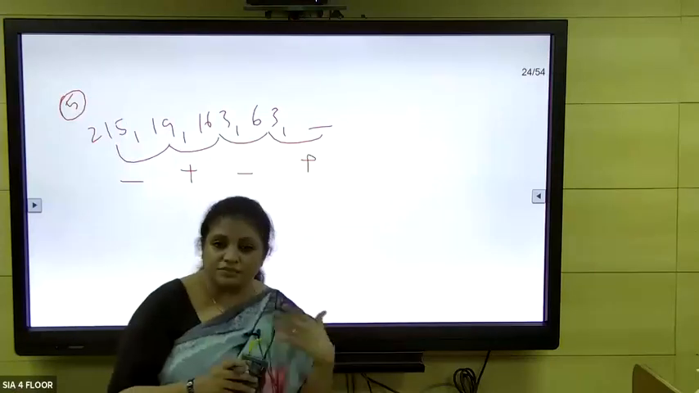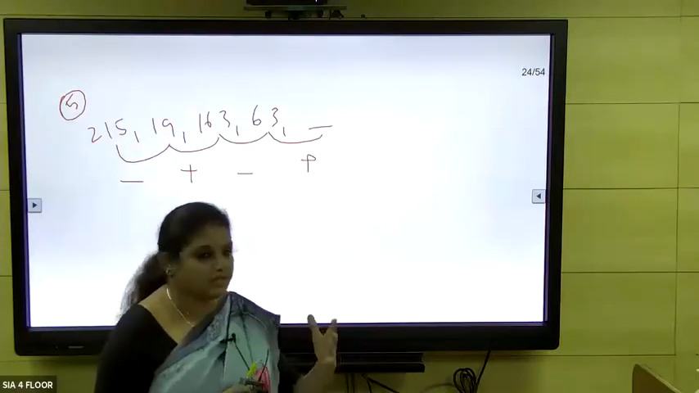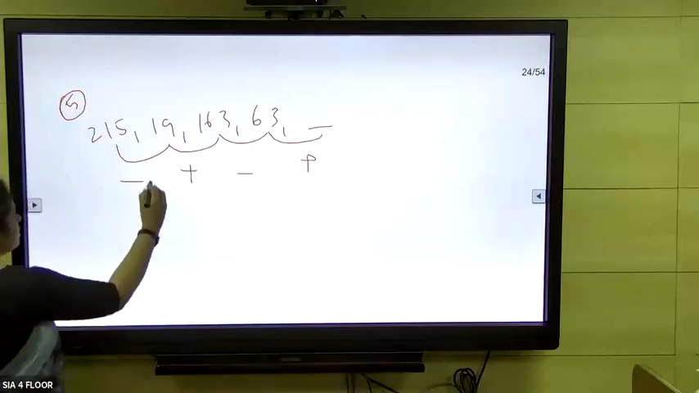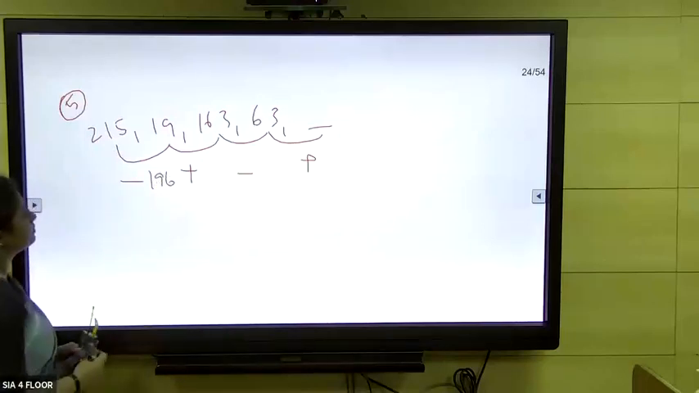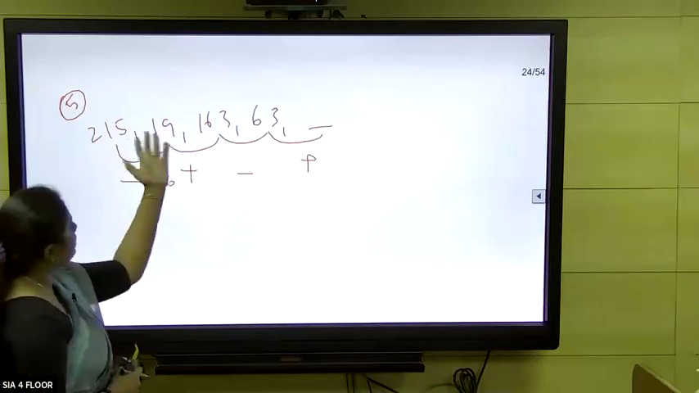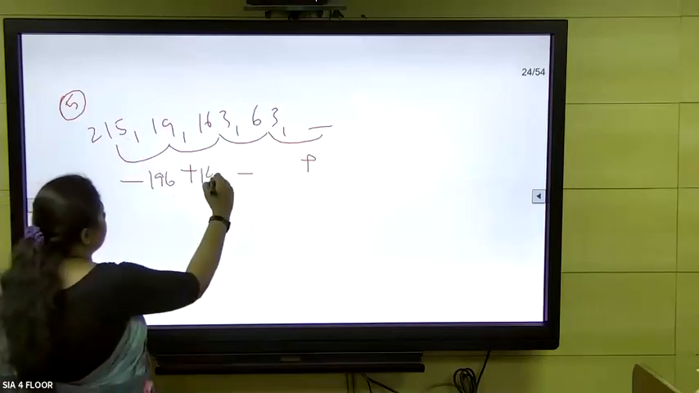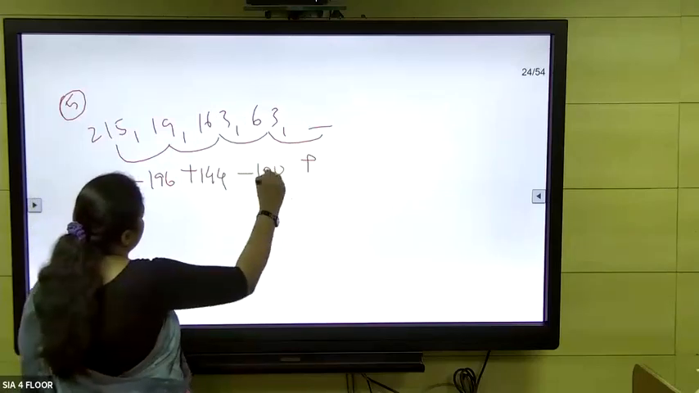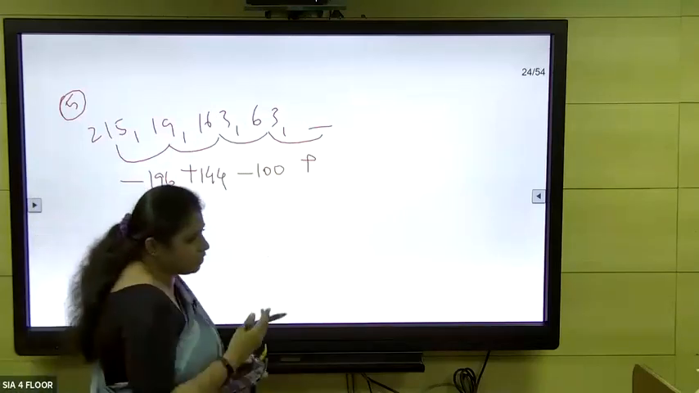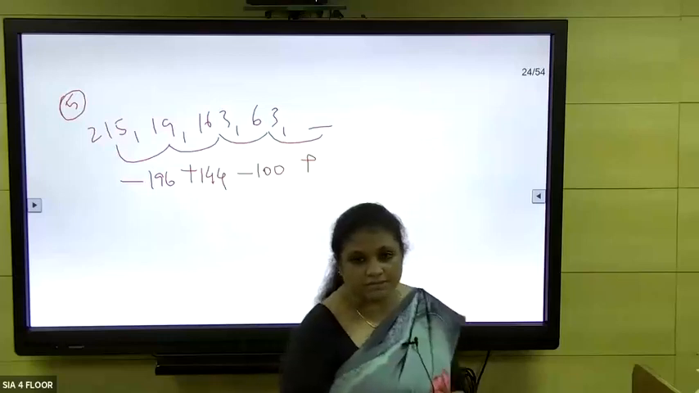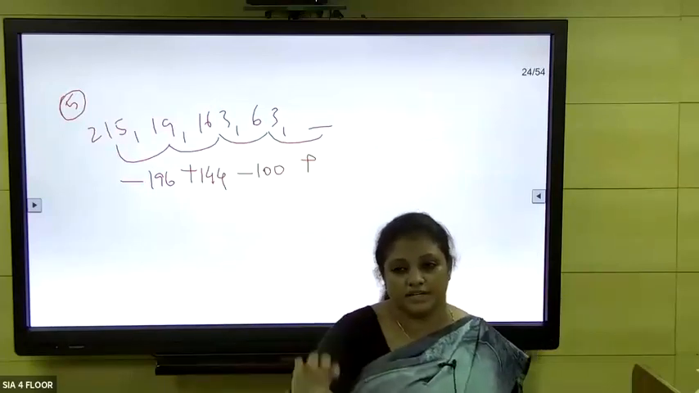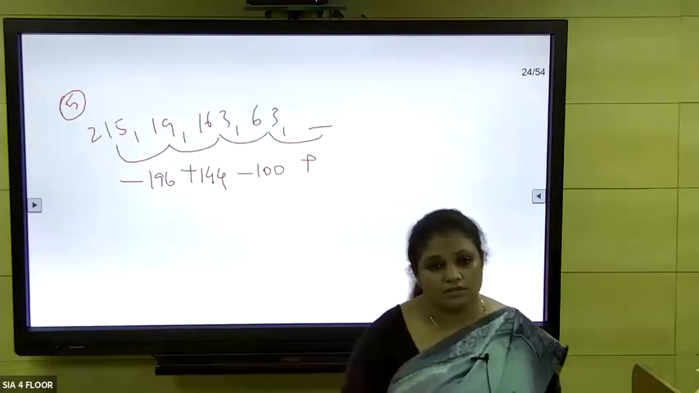So you just have to take the difference of the values. 215 and 19, I think 196 is the difference. And here the difference is 144. And here the difference is 100. Then see what these numbers are. What's that 196? What's that 144? And what's that 100? What are all those?